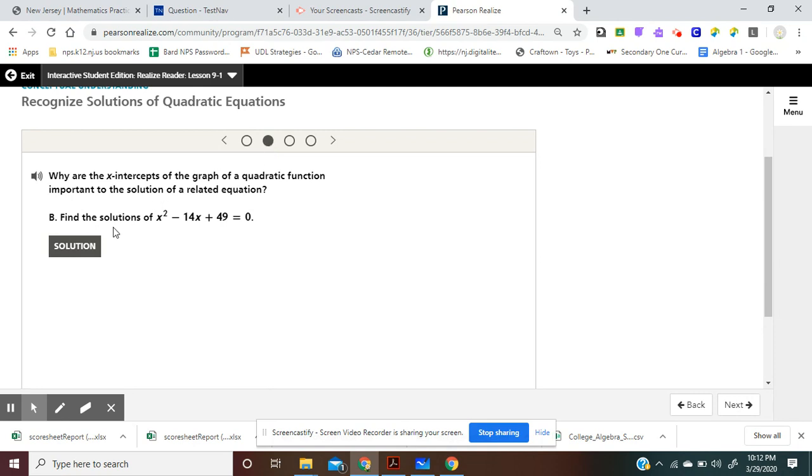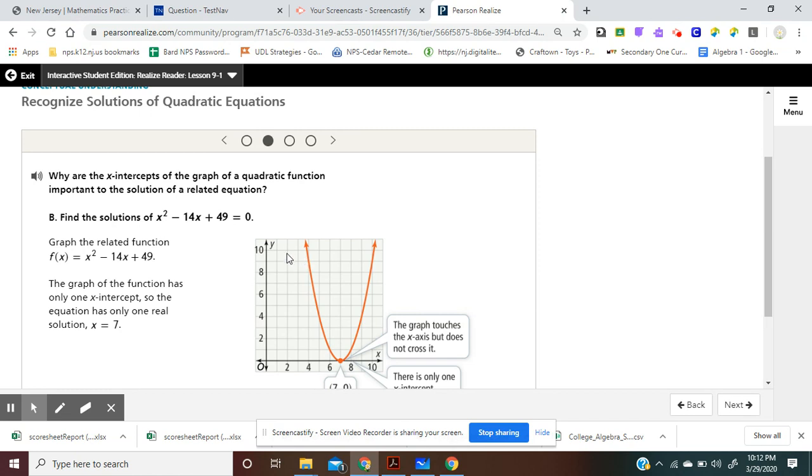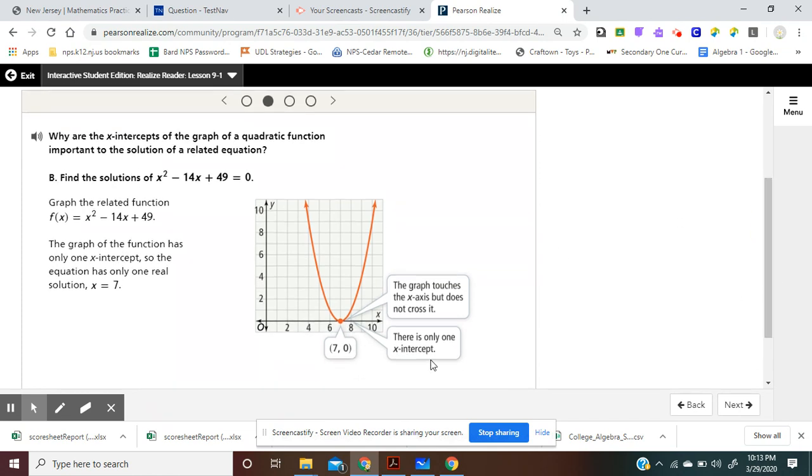So here we're going to find the solutions of x squared minus 14x plus 49 equals 0. Again, we're going to graph the equation, and we're going to look and see that this particular graph only intersects the x-axis in one point. So because of that, it's only going to have one solution, and that solution is the x-coordinate where it intersects the x-axis, which is 7. So x equals 7 is the only solution to this quadratic equation.